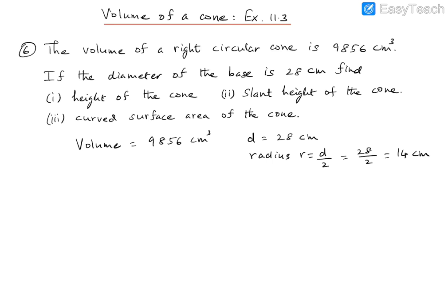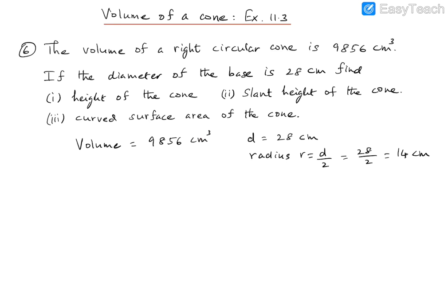so we have the radius as 14 centimeters. And from this we have to first of all find the height h of the cone. Once we have calculated the height of the cone, we can then calculate the slant height, which is denoted by the letter L. And then once we have calculated the slant height, we can then proceed to calculate the curved surface area of the cone.